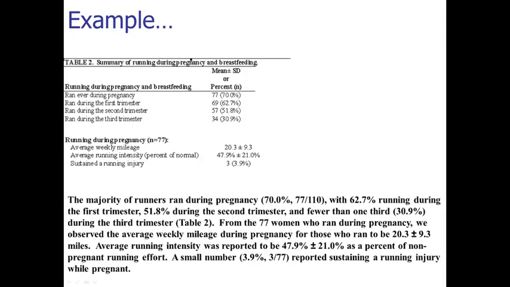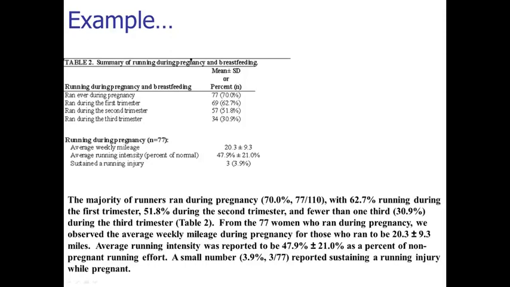It goes: The majority of runners ran during pregnancy, 70%, 77 out of 110, with 62.7% running during the first trimester, 51.8% during the second trimester, and fewer than 1/3 during the third trimester. From the 77 women who ran during pregnancy, we observed the average weekly mileage during pregnancy for those who ran to be 20.3 plus or minus 9.3 miles.